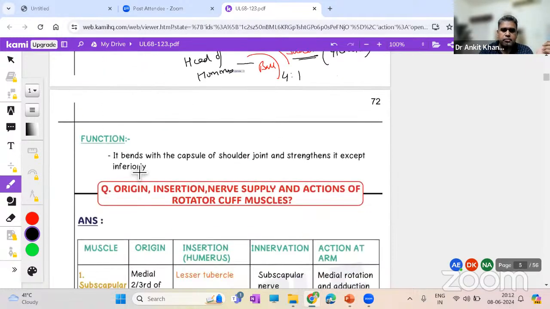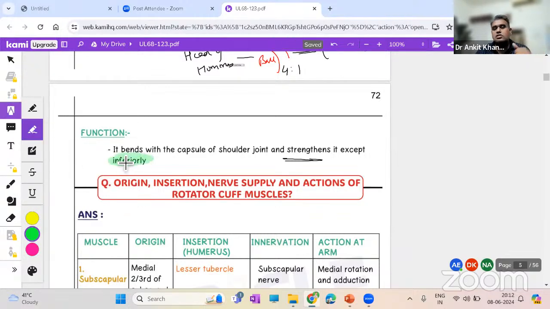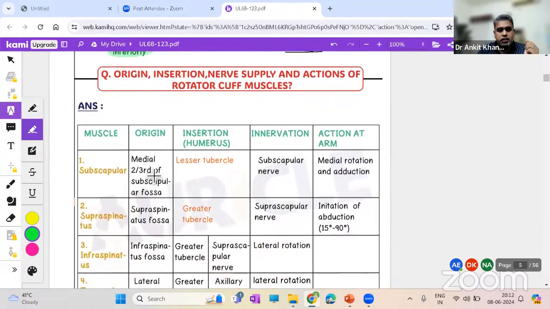The fibrous sheath functions, as I told you, to strengthen it. But here is a point: except inferiorly. Therefore, as you will see, the shoulder joint is most commonly dislocated anteriorly or antero-inferiorly. Why? Because one of the main reasons is that the rotator cuff is deficient inferiorly. Next, what are the different muscles that are part of the rotator cuff? That also you should know.